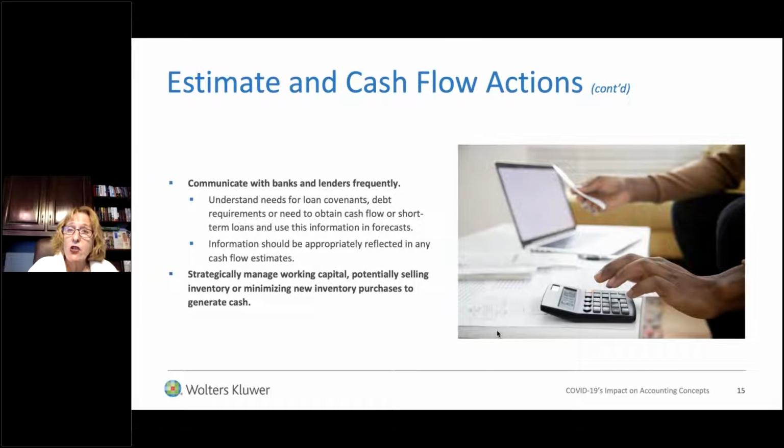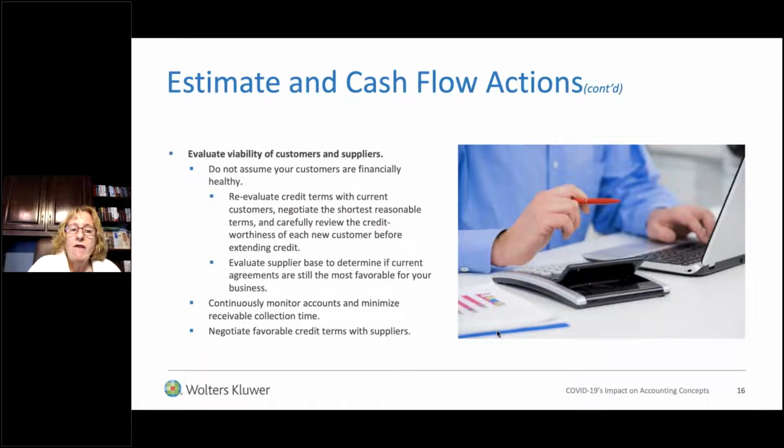Strategically manage your working capital, what you have to run your business on a daily basis. Maybe you might have to go into potentially selling inventory or minimizing new inventory purchases to generate cash. There are ways that you can manipulate different areas of your business to loosen that string on your cash flow. Evaluate the viability of customers and suppliers.